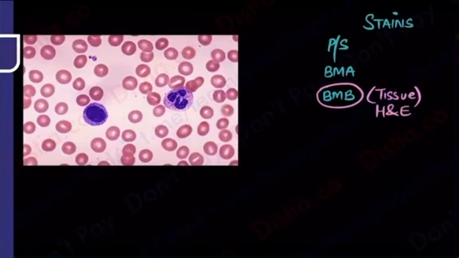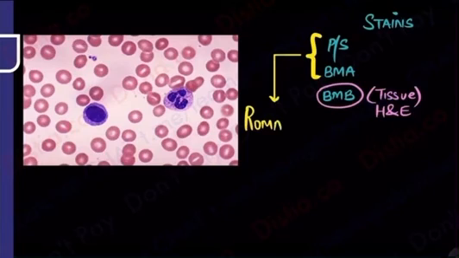We've seen that. But what do I use for peripheral smears and for bone marrow aspirates, for the liquid blood part? What do I use? Please remember, we use a family of stains which is known as the Romanovsky family. So Romanovsky stain, we call it Romanovsky, but it's not a single stain. Romanovsky is a family of stains. So what all does it include?